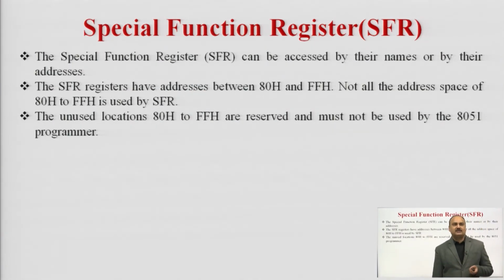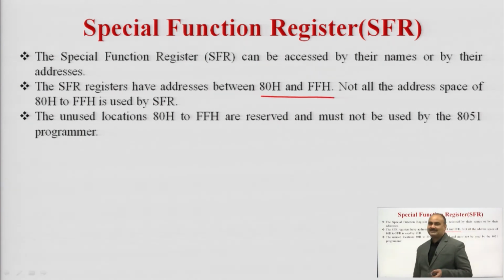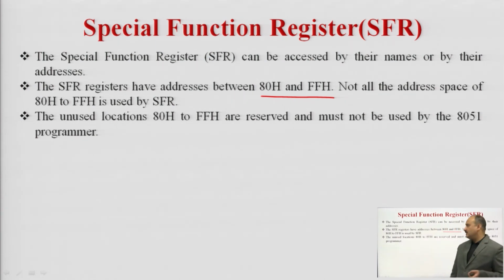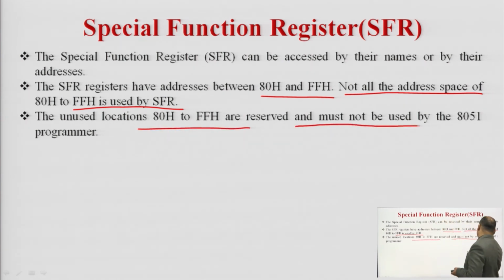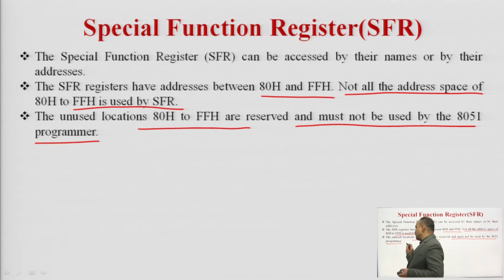The special function register can be accessed by their name or by their address. So, the 8051 has some special function registers and they can be accessed by their names or by their address. The special function registers have addresses between 80H and FFH. So, this is the address range of the special function registers. Not all the address space of 80H to FFH is used by the special function registers. The unused locations of 80H to FFH are reserved and must not be used by the 8051 microcontroller programmer.